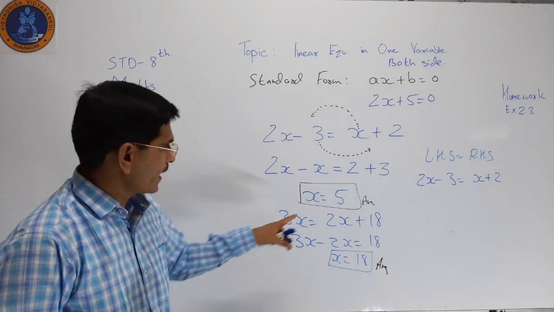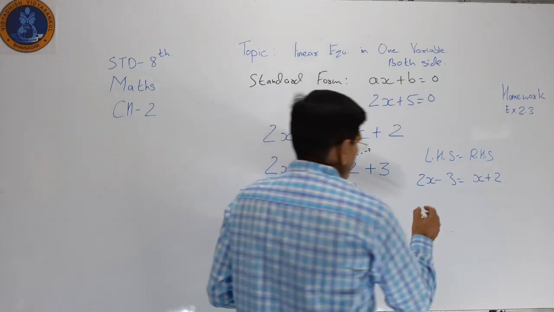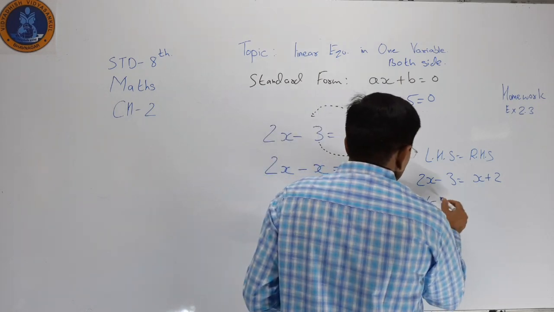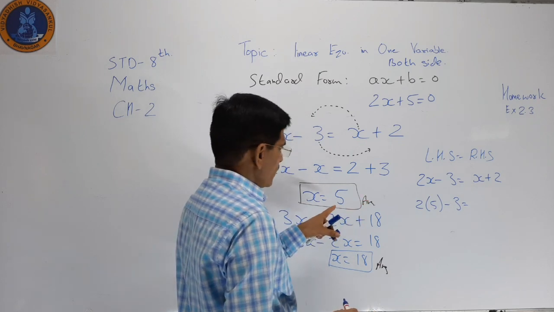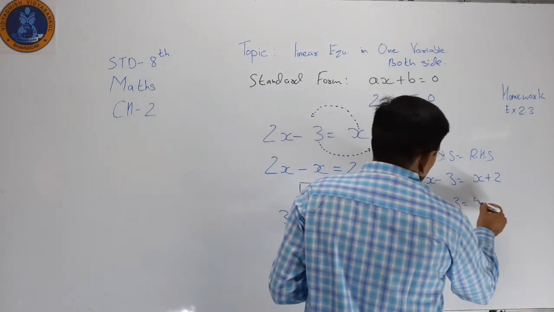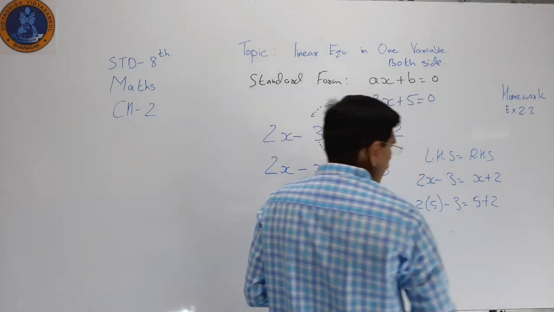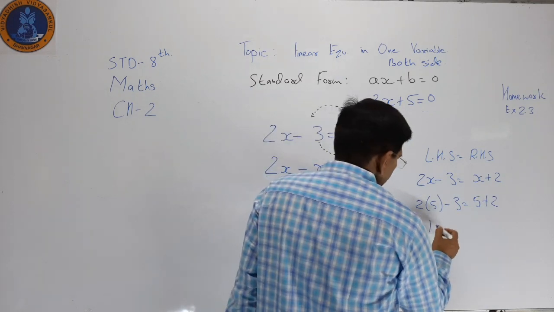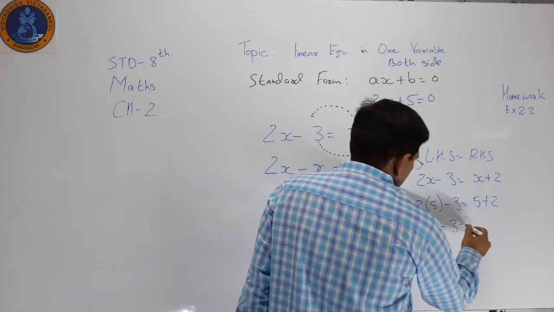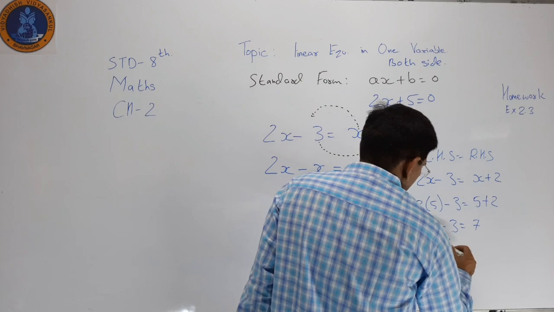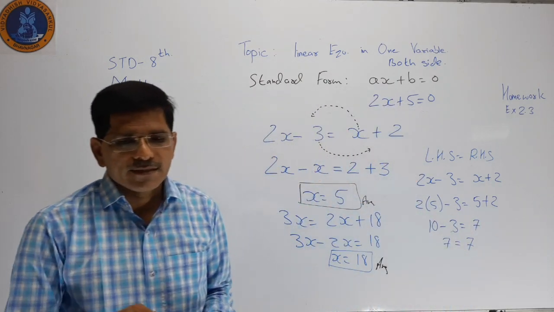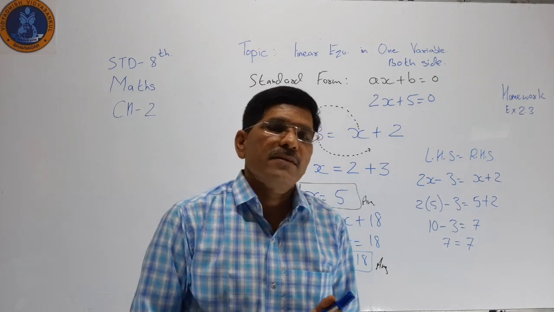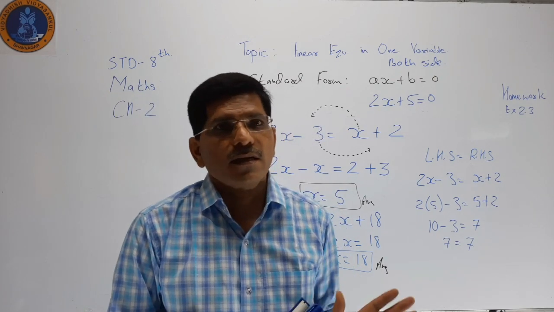Now what do I have to put? X is equal to 5. So 2 into 5 minus 3 on the left, and on the right, x is 5, so 5 plus 2. 5 twos are 10, minus 3 is equal to 7. 7 is equal to 7. So left hand side is equal to right hand side, and we can say that the answer is correct.